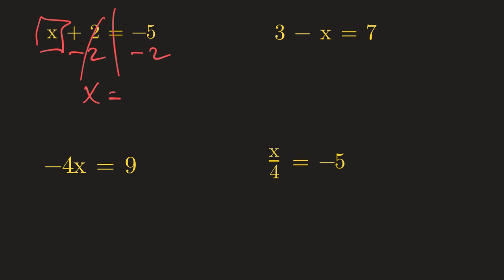What's negative 5 minus 2? Negative 7. Those darn integer rules, they're not going anywhere. Same sign, keep the sign, add the numbers. x equals negative 7. Okay?